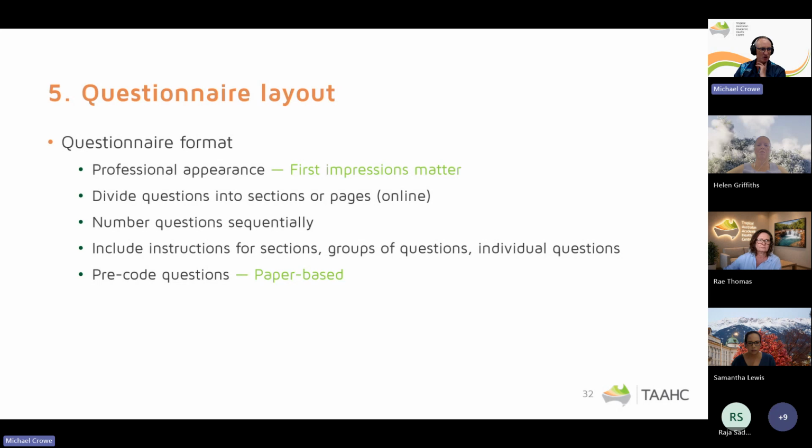Number questions sequentially. Most software will do that anyway. Always include instructions per section, per group of questions, per question, and repeat as needed. There's no extra charge for electrons on an internet form.